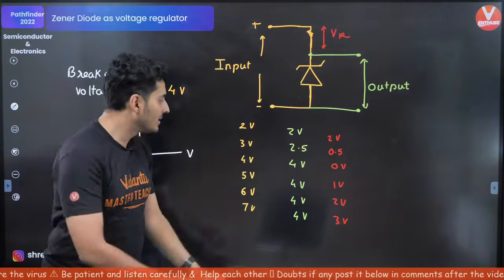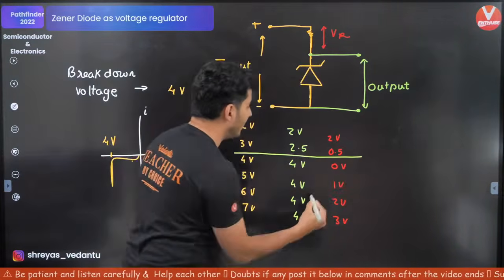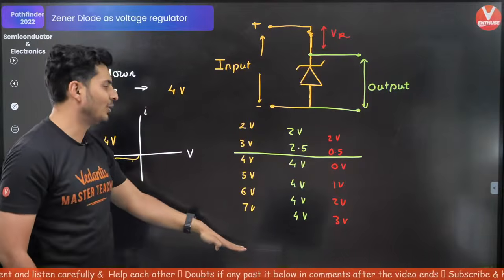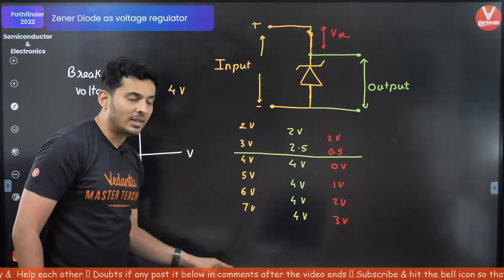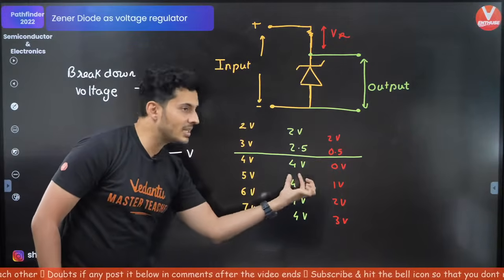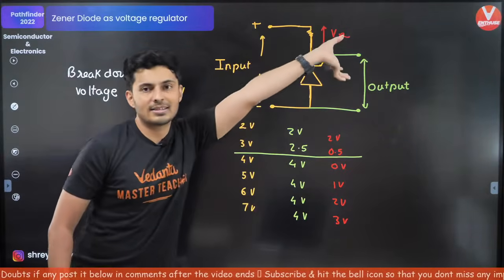But the point is, the Zener diode becomes operational only after the breakdown voltage. You can see the output voltage remains constant irrespective of the input. The remainder voltage gets dropped across the resistor.